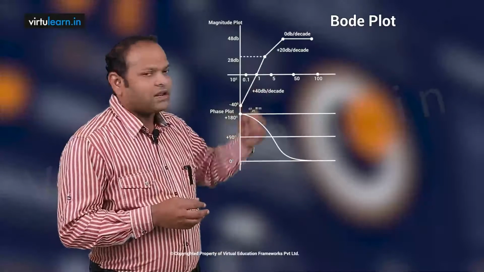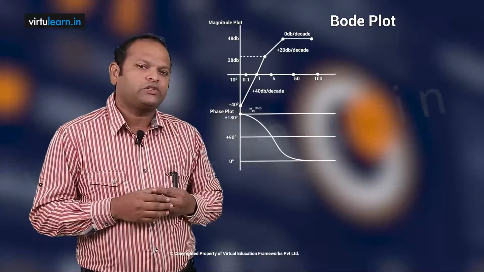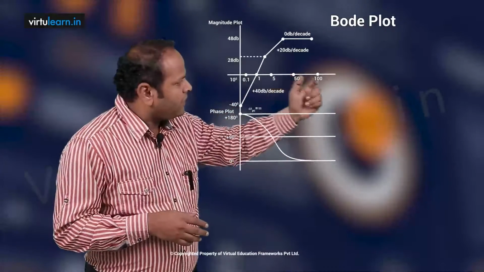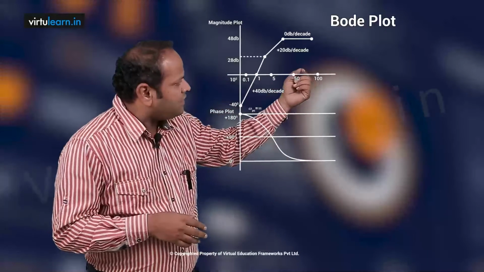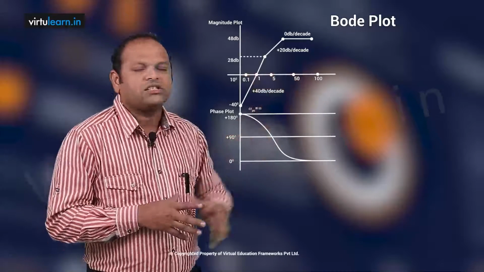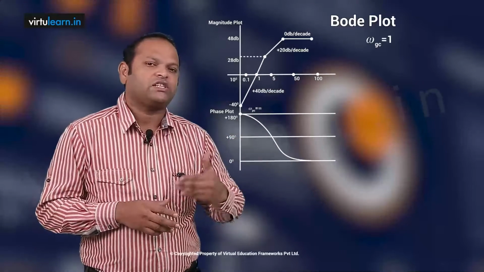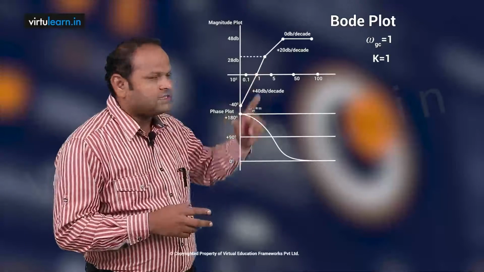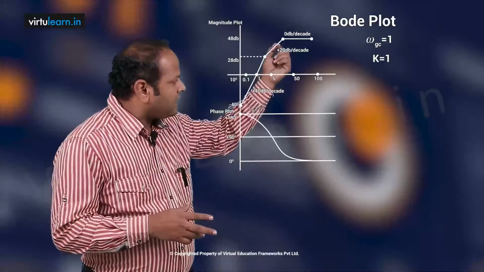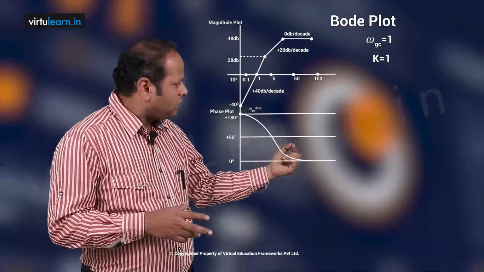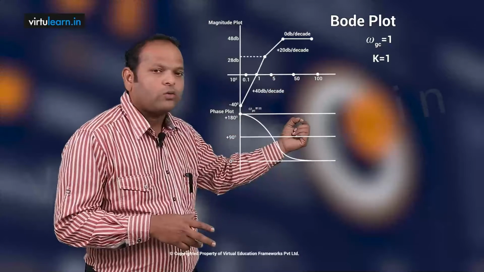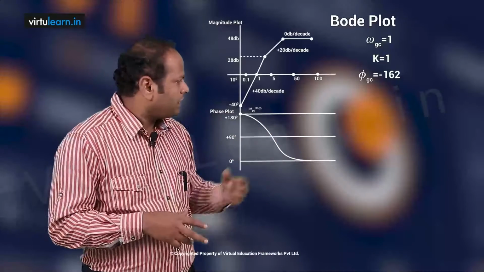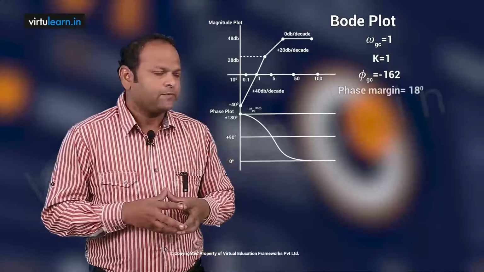Now, look at the gain crossover frequency, the frequency at which the magnitude is going to be 0 dB. So, the magnitude is 0 dB. When you look at this graph, exactly at 1 radian per second it is crossing 0 dB. So, I can say omega gc is 1 when K is equal to 1. In the problem initially we assumed K is 1. So, omega gc is 1. At omega gc, I can drop down to the phase angle and find the corresponding phi gc. The phi gc is going to be minus 162, then the phase margin is going to be plus 18 degrees.